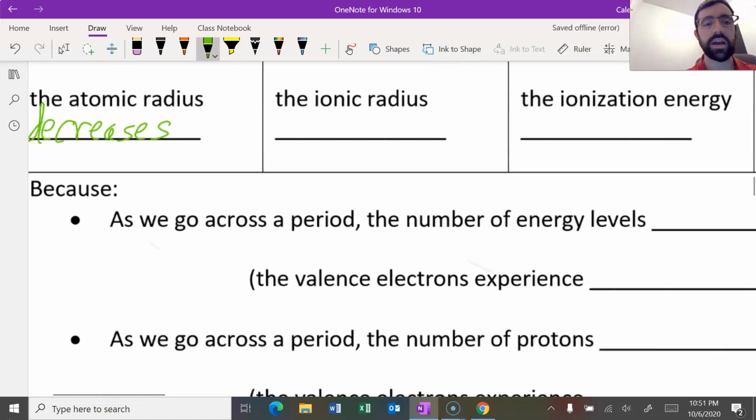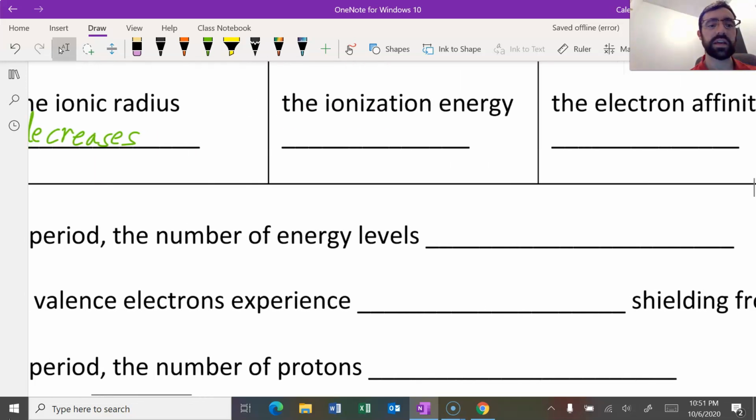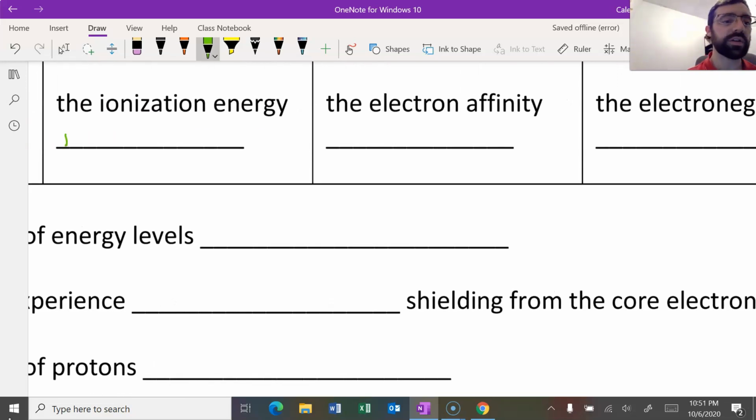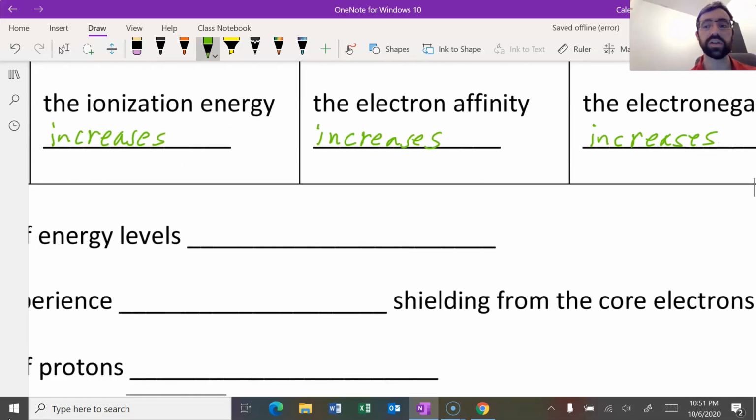Ionic radius is another snowman trend. It also decreases. We'll talk about why in a second. The ionization energy increases going left to right. The electron affinity increases. And the electronegativity increases.